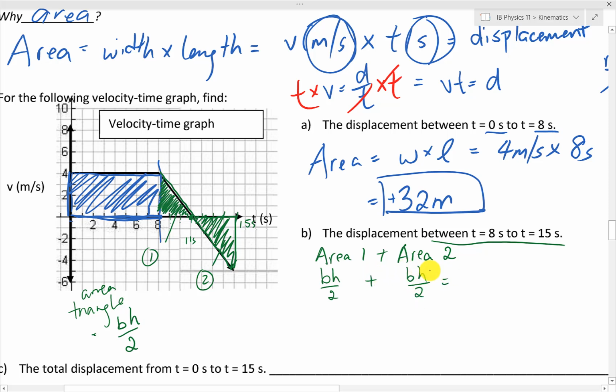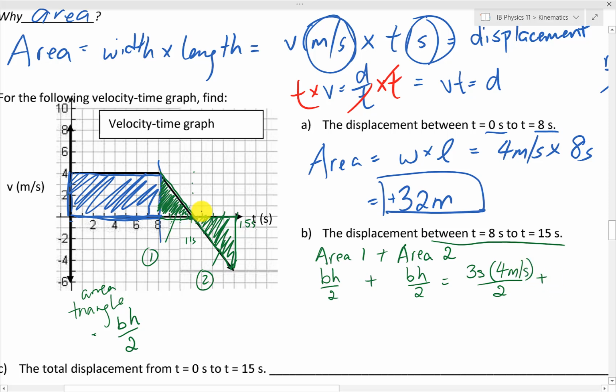Now in the first area, our base is the time. The base goes from 9 to 10 to 11, so we have 1, 2, 3 seconds total as the base. The height in our first triangle is, and since the squares represent 1, I can just count the squares: 1, 2, 3, 4. This is positive because we have a positive height, 4 meters per second. All of that divided by 2 for our triangle area.